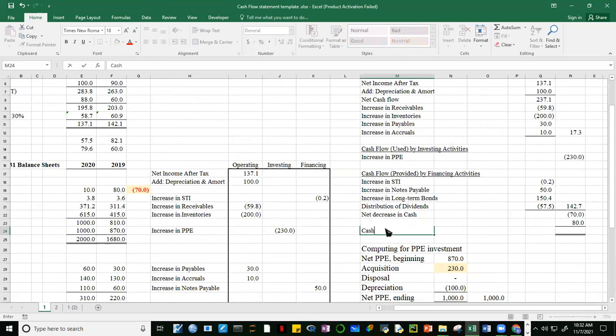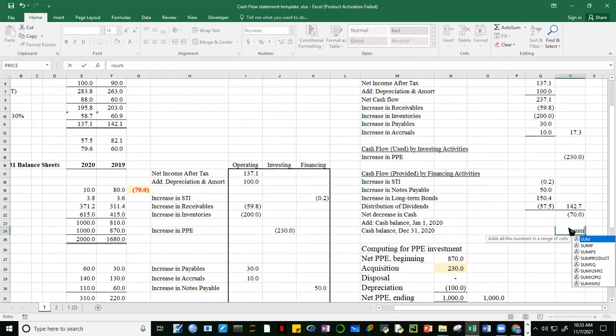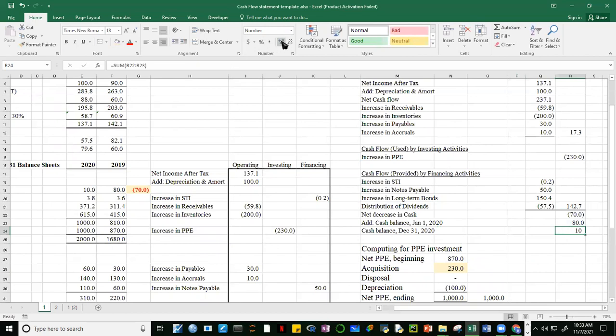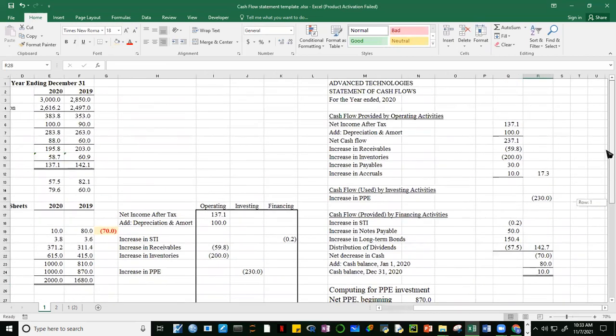So we have cash balance, December 31, 2020. Okay, there. So we were able to construct the statement of cash flows.